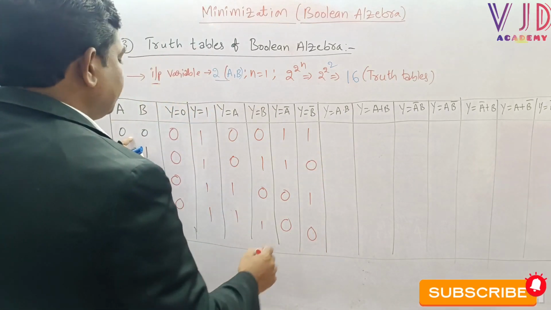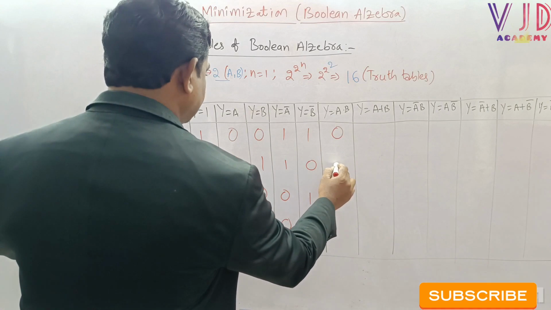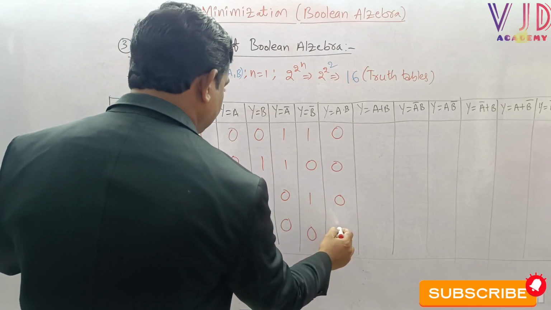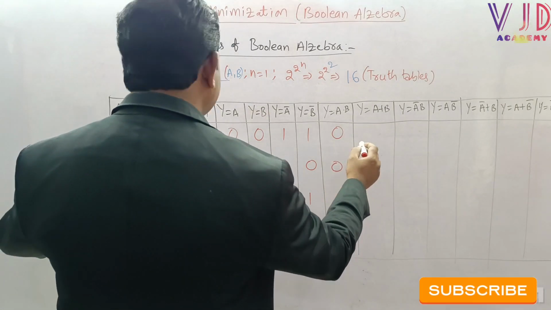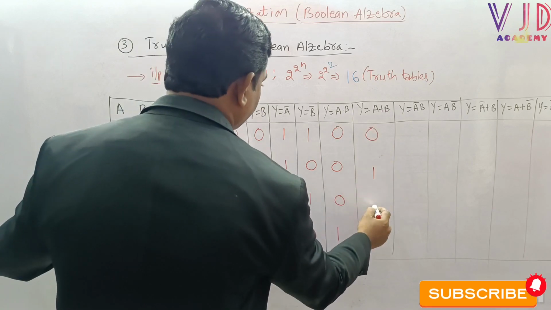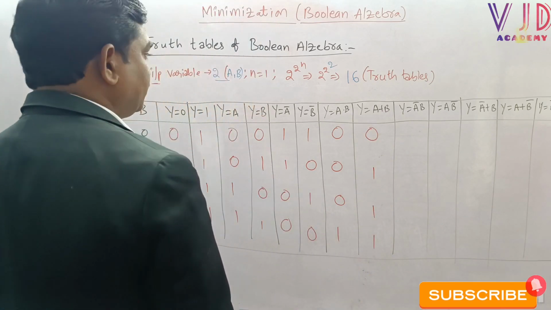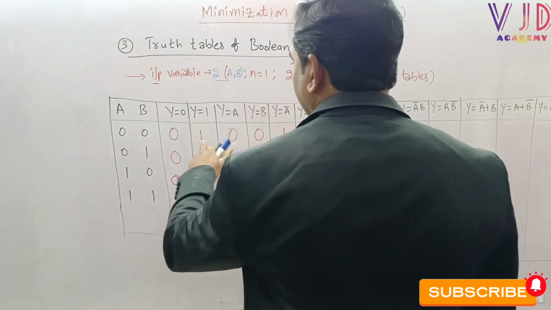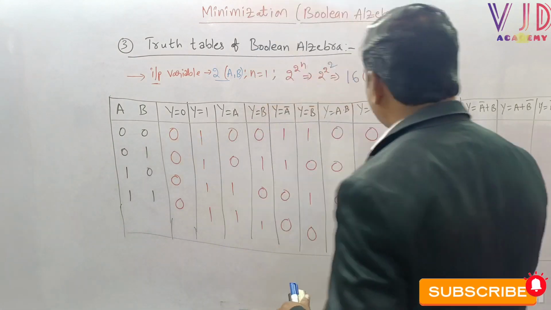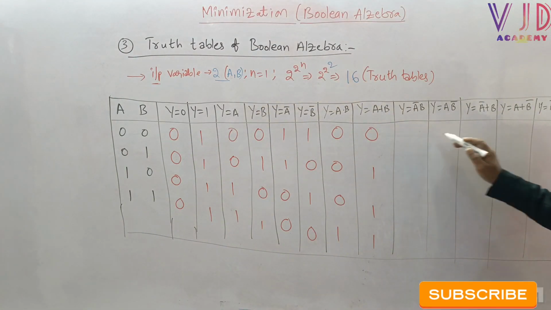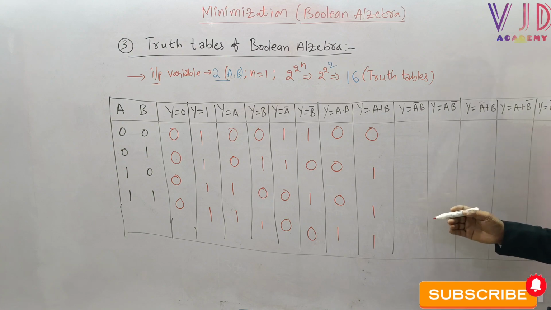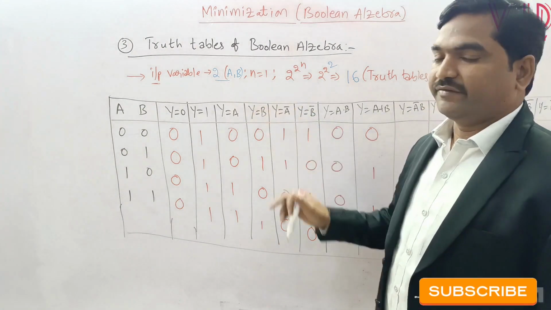Here A into B gives 0, 0, 0, and finally 1, and A plus B gives 0, 1, 1, 1, and then A bar into B. So likewise, sir, we can draw 16 types of truth tables for the two given input variables.